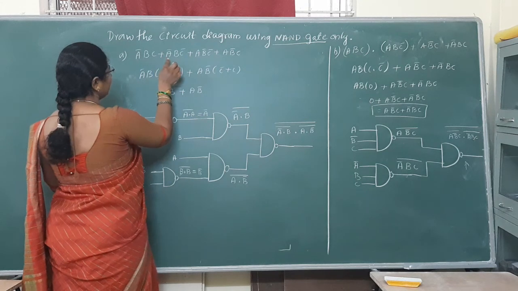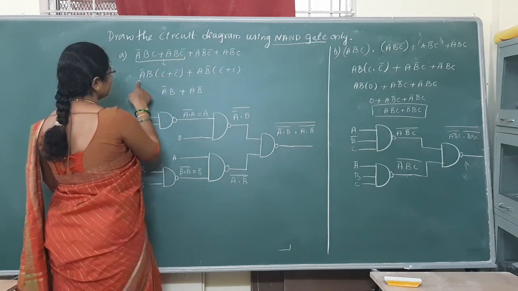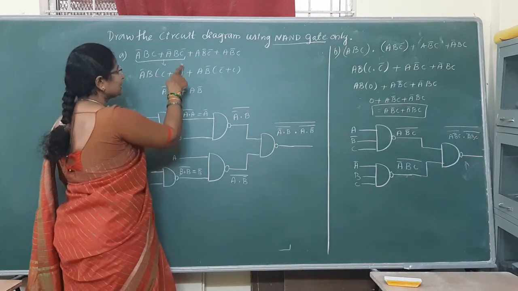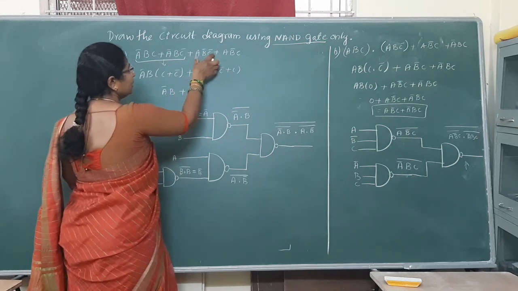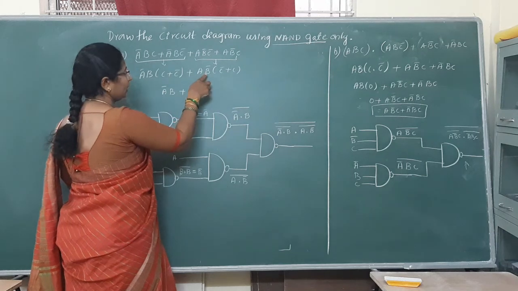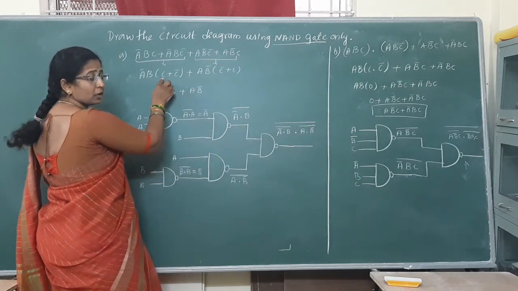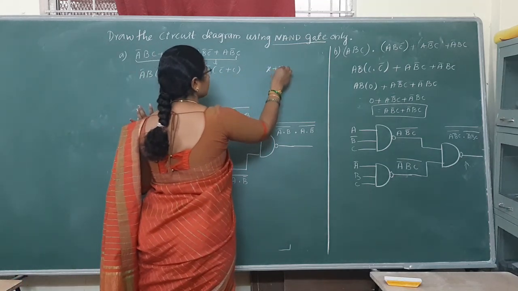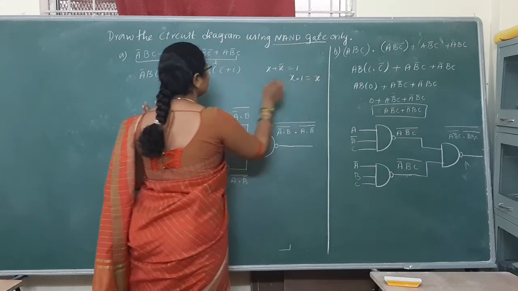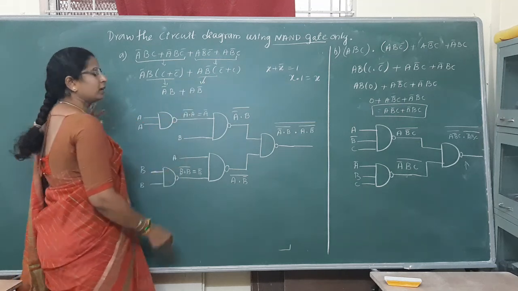See here, A complement B, among these two terms it is common. So I have taken the common variable out: A complement B into (C plus C complement). Plus here AB complement is common, so I have taken the common variable AB complement out, and I got C complement C. Then C plus C complement, x plus x complement, can be written as 1, and any variable multiplied with 1, you will get the same variable. So the simplified expression I have directly written.